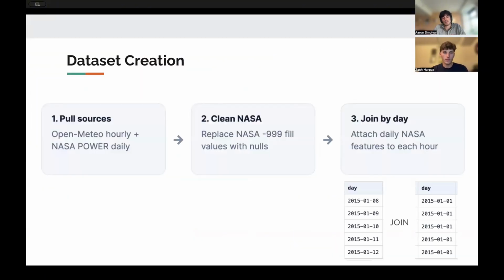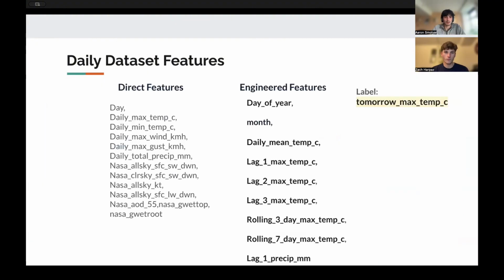So to create our data set, we pulled from our sources. The NASA data, we had to do some cleaning because there were some nulls there, so we just filled those with null. And then we joined by day. For each hour of our hourly data set, we joined the day with the days of the NASA features. That was a way to combine those two data sets.